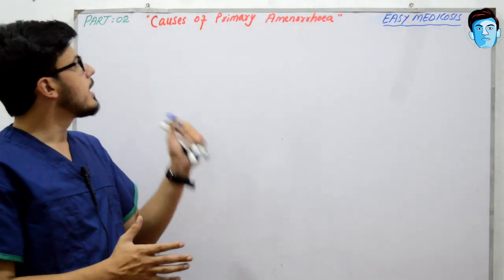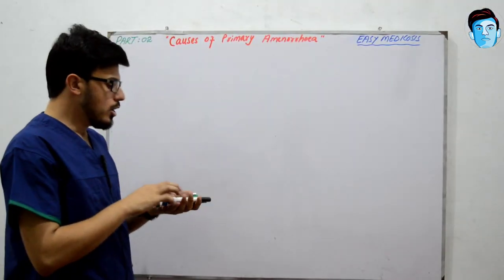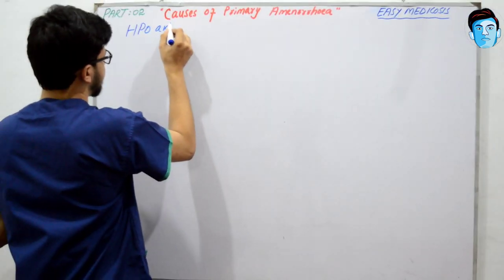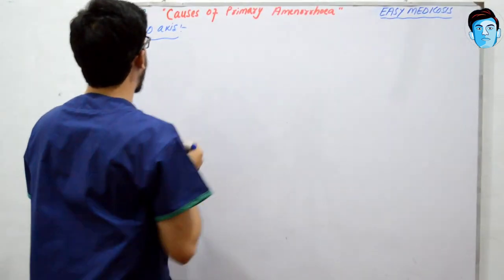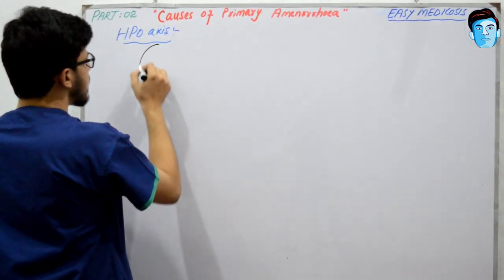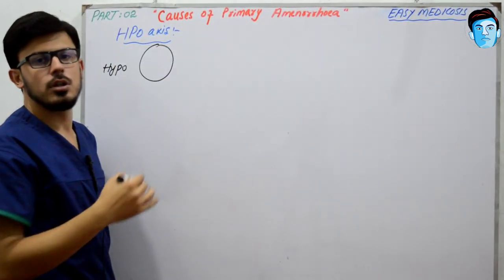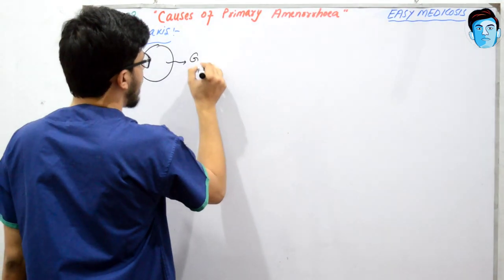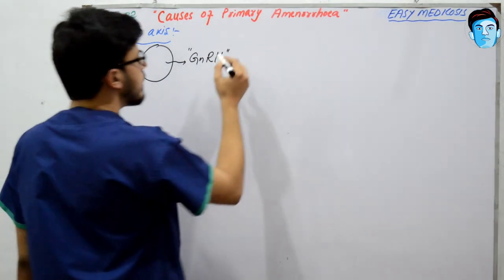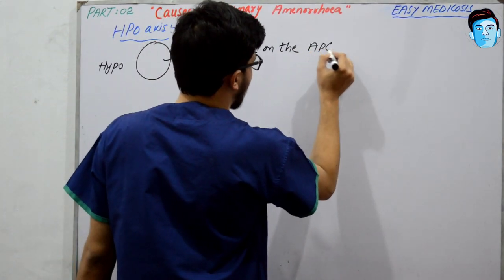Before coming to the causes, it is important that we have a general concept of the HPO axis. HPO axis stands for the hypothalamic pituitary ovarian axis. Say this is the hypothalamus. This hypothalamus releases a specific hormone called GnRH, which stands for gonadotropin releasing hormone. This gonadotropin releasing hormone acts on the anterior pituitary gland.